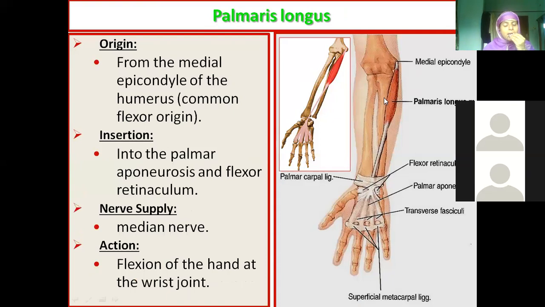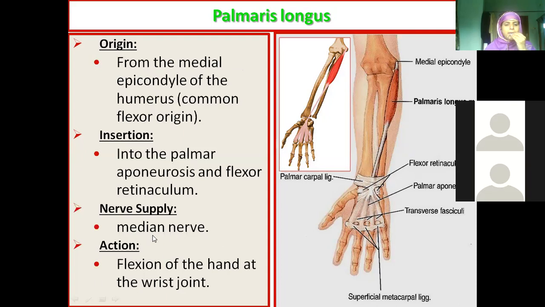Palmaris longus is called a degenerate muscle. From where is it coming? All the origin is the same, a common flexor origin. You can remember blindly: medial epicondyle of the humerus, common flexor origin. Insertion is, actually this is a degenerate muscle which is fanning out in the palm to form one modified structure called the palmar aponeurosis. It is also thickening in front of the wrist joint to form the flexor retinaculum. That means the tendon is getting inserted into the palmar aponeurosis and flexor retinaculum.